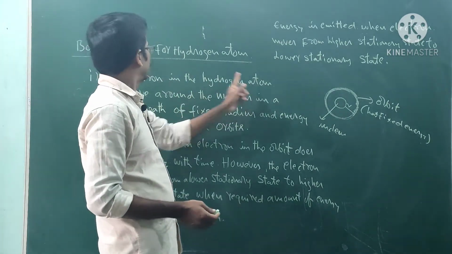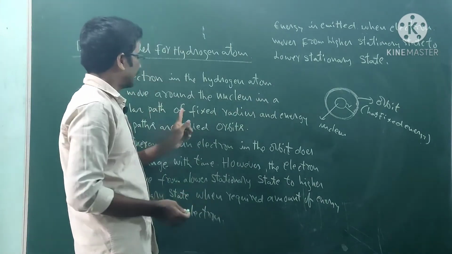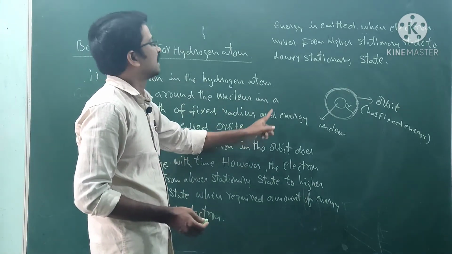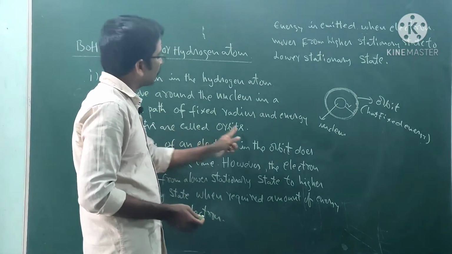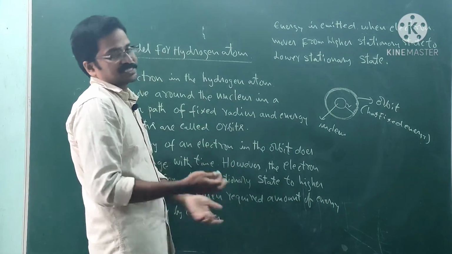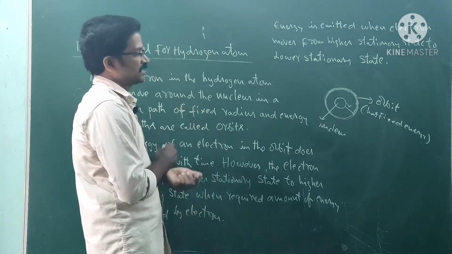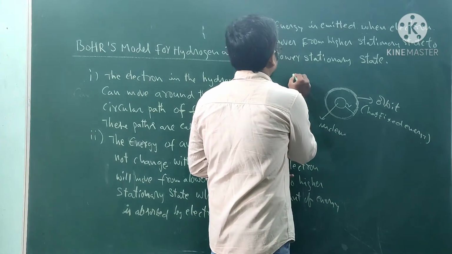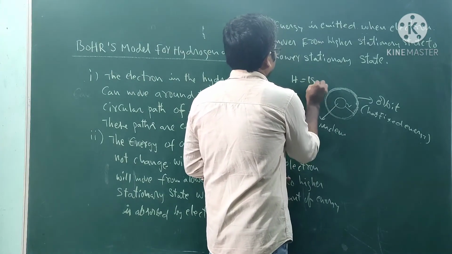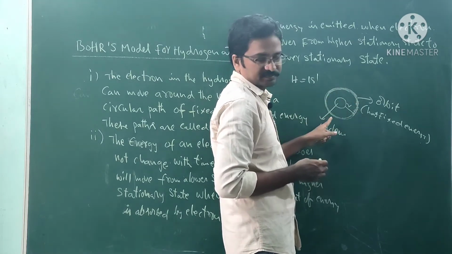The electron in a hydrogen atom can move around the nucleus in circular paths of fixed radius and energy. These paths are called orbits. Here in the hydrogen atom, let us take the electron configuration for hydrogen, 1s1. So one electron is present, and it circulates like this.